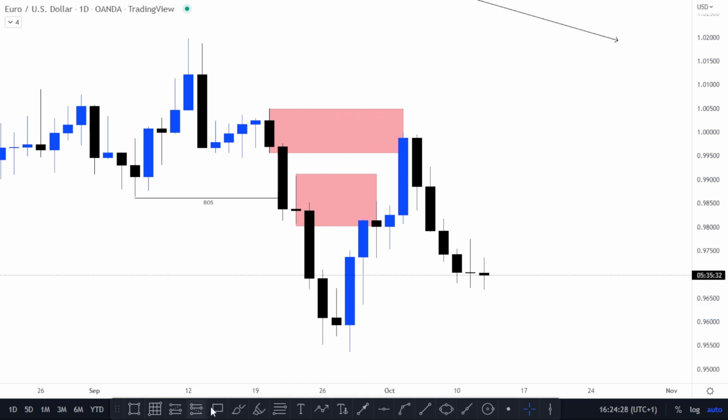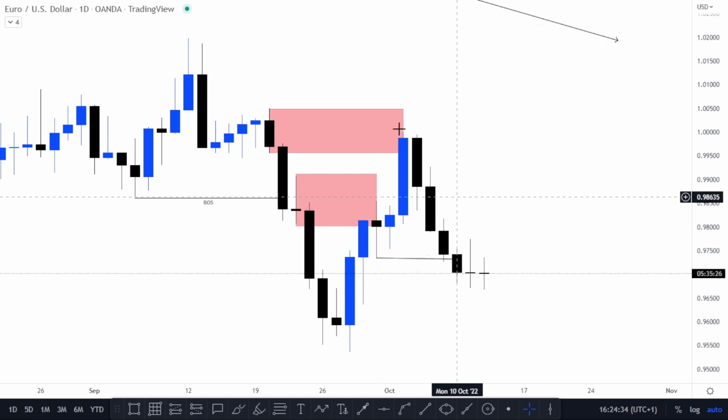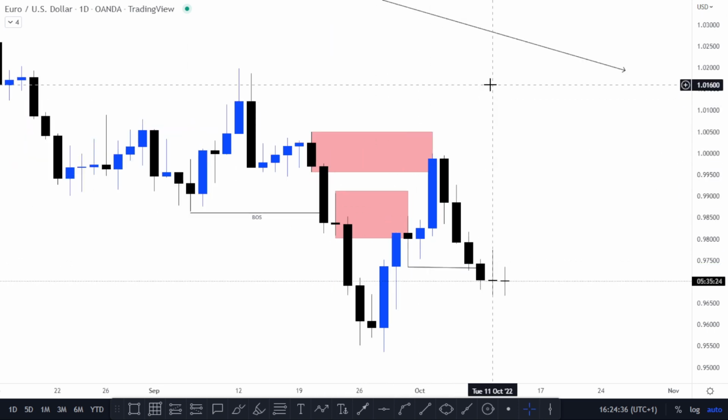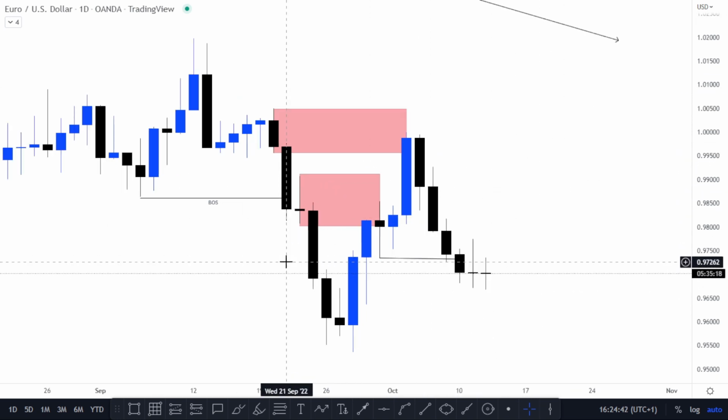All right. So what do we see? We can as well see another break of structure right here. You know, this is a daily time frame, so you have to treat it as one. You have to treat it as one. So on the daily time frame, we could see that we are overall bearish.